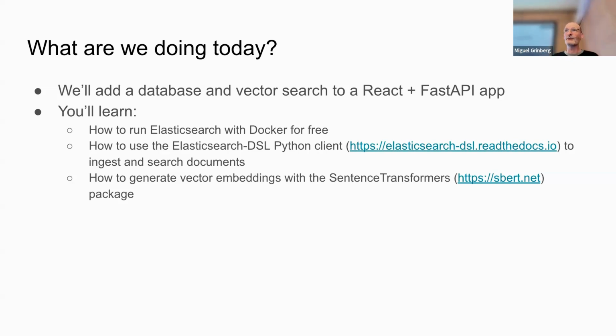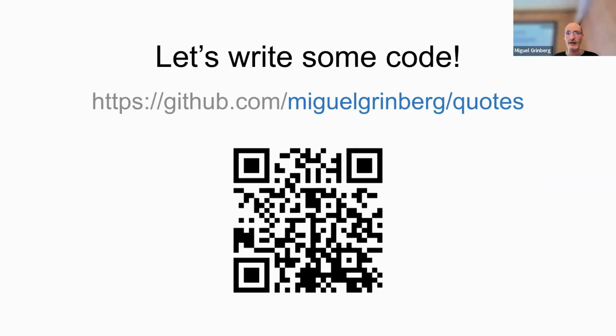And I'm going to show you how to ingest and search documents, including vector search. And then unrelated to Elastic, I'm going to show you how to generate vector embeddings in a way that is very easy to play with for free on your computer, using this sentence transformers model, in case you've never used it before. So yeah, that's pretty much it.